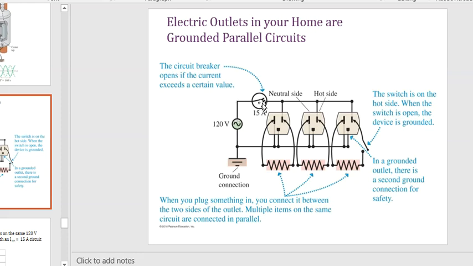We usually call the high voltage side the so-called hot side, and then there's another side which is called the neutral side, which is normally connected to ground. That's the larger one. And actually, one little interesting fact is that the larger one is the neutral one that's connected to ground.